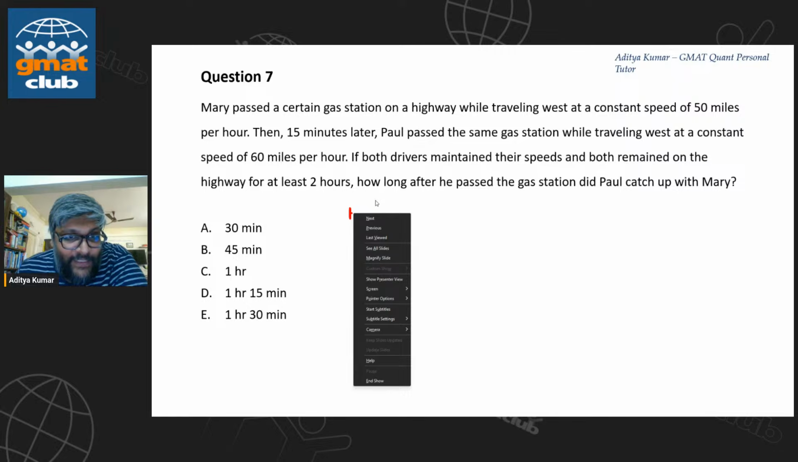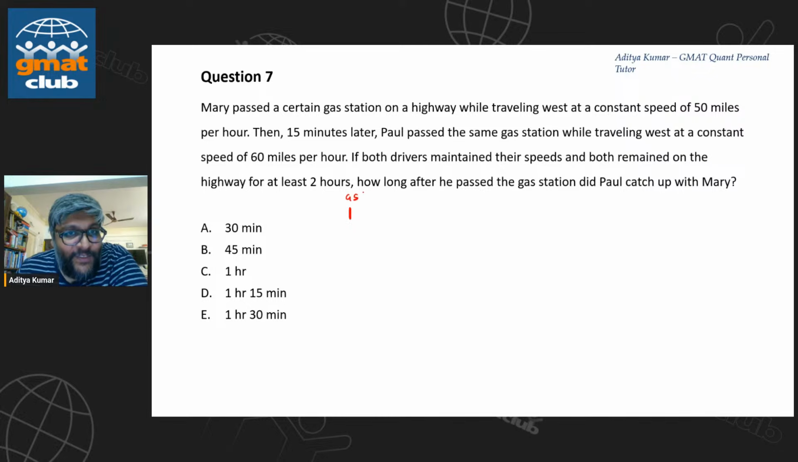So she passed a certain gas station. Let's say this is a gas station. And she travels at a constant speed of 50 miles per hour. She passed this gas station moving at 50 miles per hour. 15 minutes later, so I'll pause there. What is happening in that 15 minutes? Paul comes to the gas station. Remember, my gas station is my reference point. I'm not worried about how much they traveled before the gas station. Gas station is my reference point. So 15 minutes later, Paul comes here.